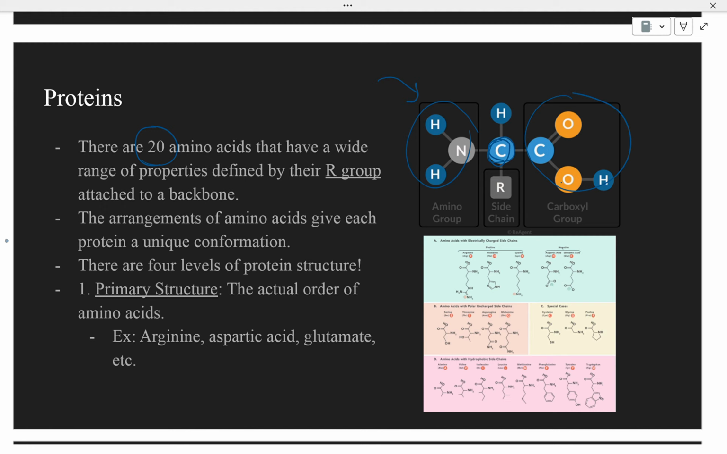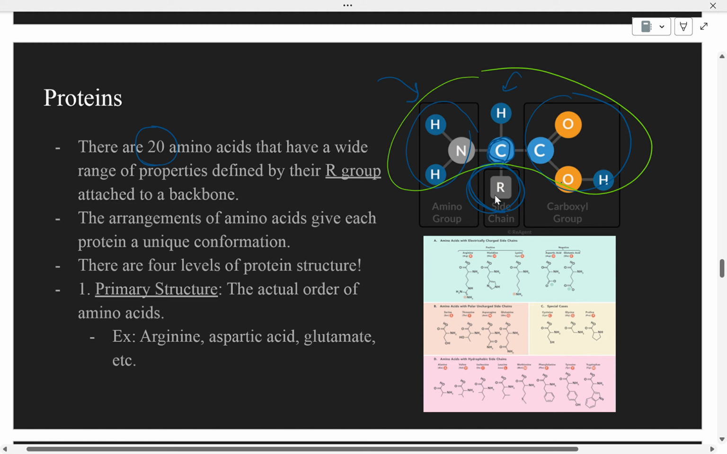So let's just move on, and then we have just a hydrogen. And the most important part is this, what's called the R group, or the side chain. So this R group is the thing that defines every amino acid. So all amino acids have this component in common, and then the R group is the thing that's different.